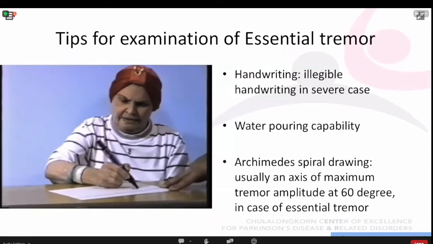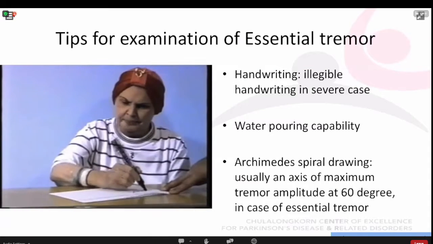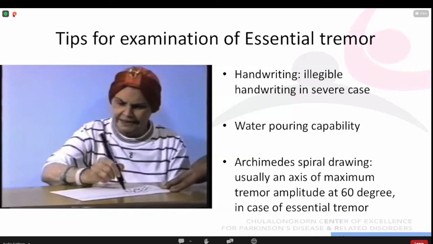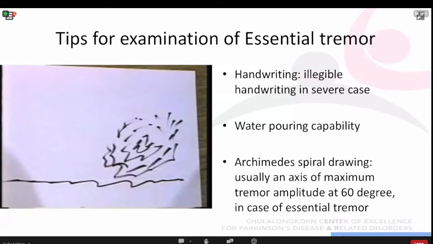Or you can test the patient with water pouring to test their capability, and the water usually spreads out from the glasses. And you can use the Archimedes spiral drawing. It usually shows the tremor amplitude, like the 60 degrees in the case of essential tremor. It's easy to spot the shaking of the tremor on the spiral.